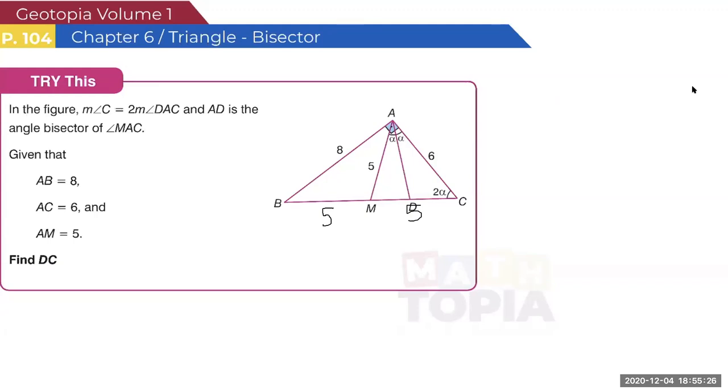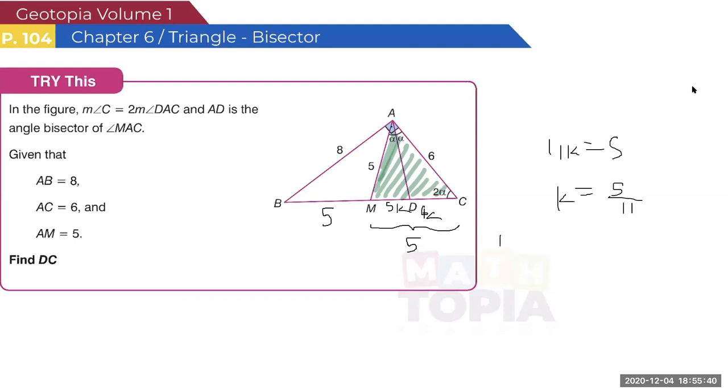We're just bisecting the angle, which means we should use the angle bisector theorem. So that is 5K, that is 6K. We have that 11K is equal to 5, so K is equal to 5 over 11, which means that DC is equal to 6 times K, which is equal to 30 over 11. Yep, absolutely great. Then done for this problem.